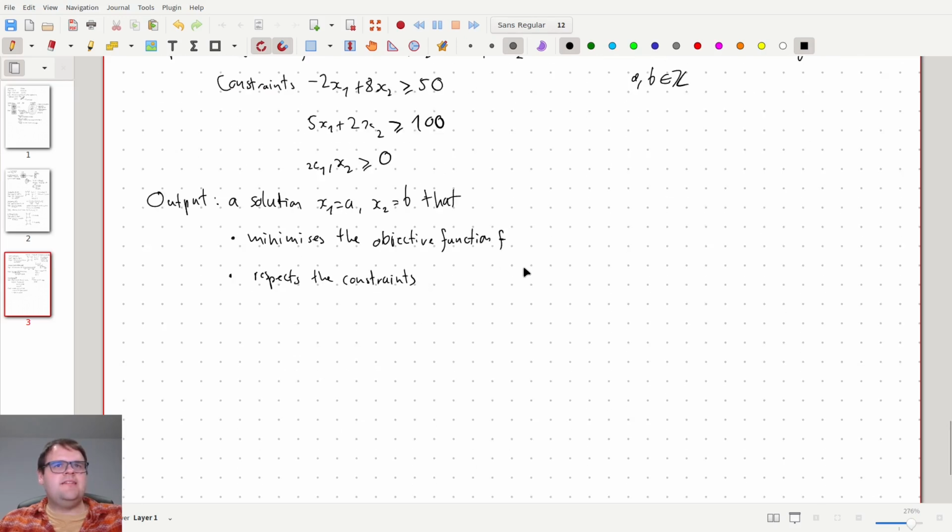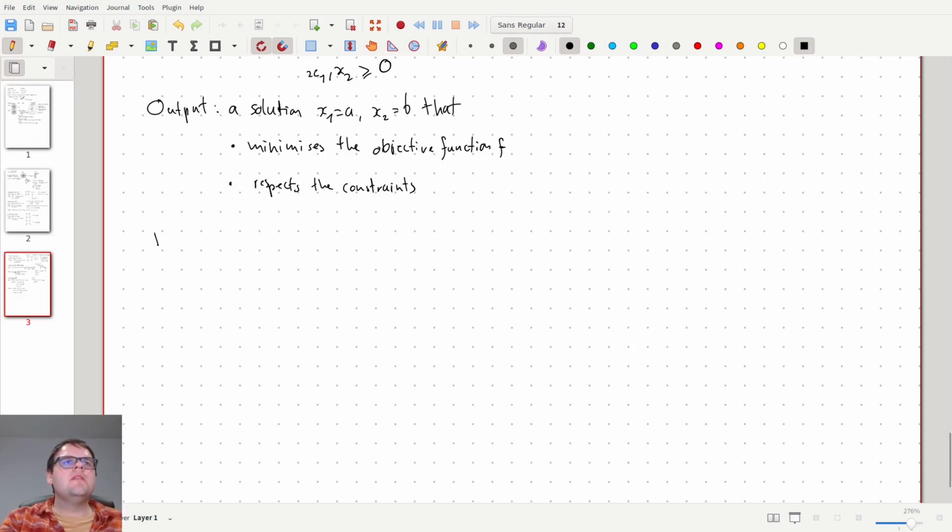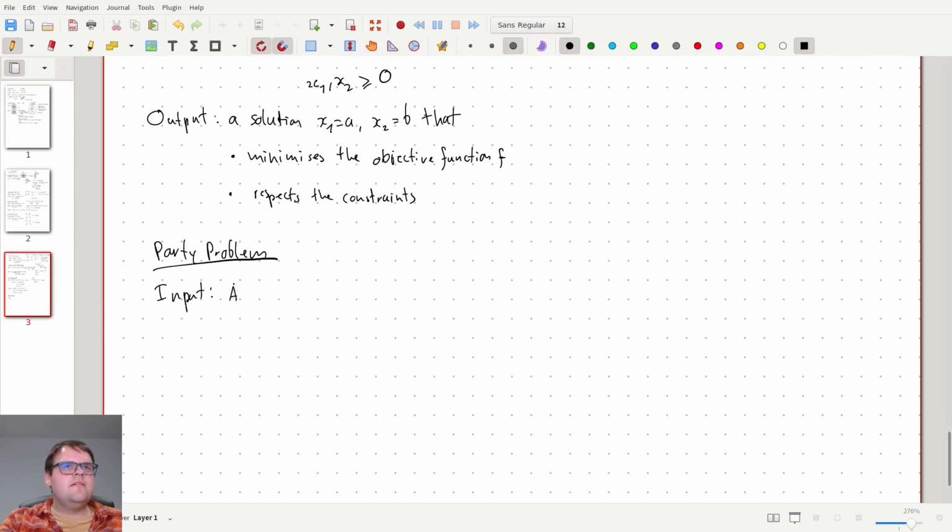So now let's have a look at the party problem. It's not a political statement, but it's still a computational problem. So what's the input going to be? It has two inputs. First of all, it has a tree. A tree is just a special kind of graph. So we're going to say V, E. What does it mean to be a tree? It means a graph with a root and no cycles. For example, this graph here.